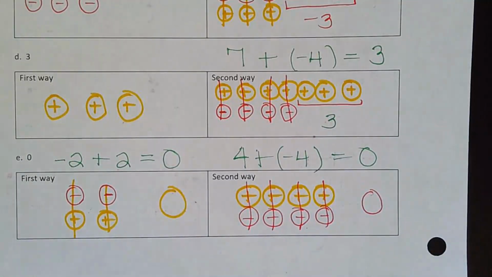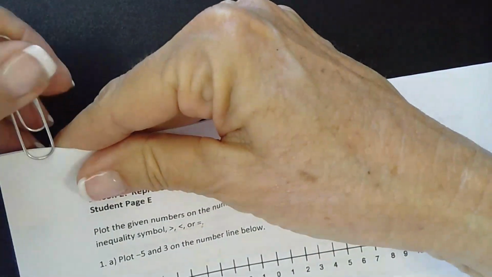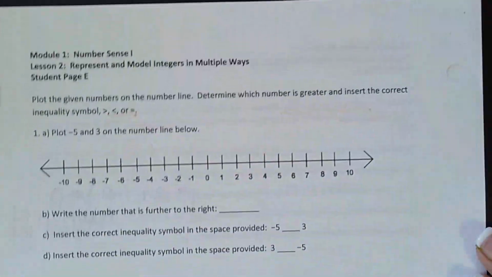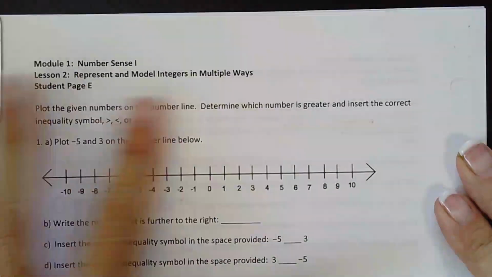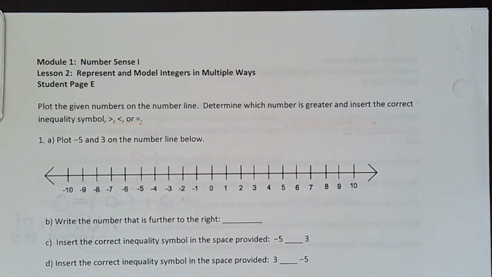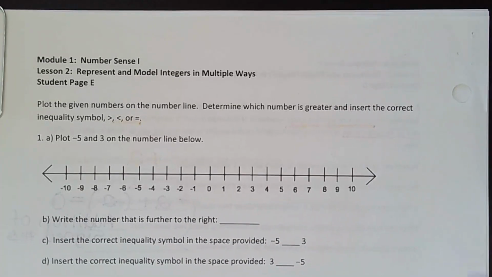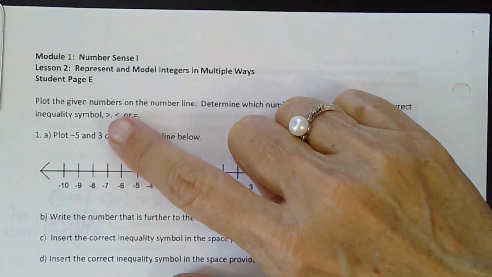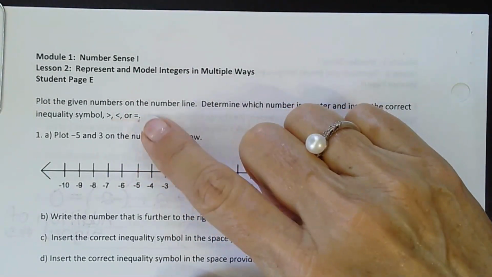Okay, so next we're going on to number lines. Let me get my papers back in order here. To me, this is a great way too. I love chips and I love number lines. They're both really good ways to visualize your answers. So plot the given numbers on the number line, determine which number is greater, and insert the correct symbol. Because remember how I said keep the sign of the larger, so we have to know the correct symbol. So they're either going to be greater than, less than, or equal to.